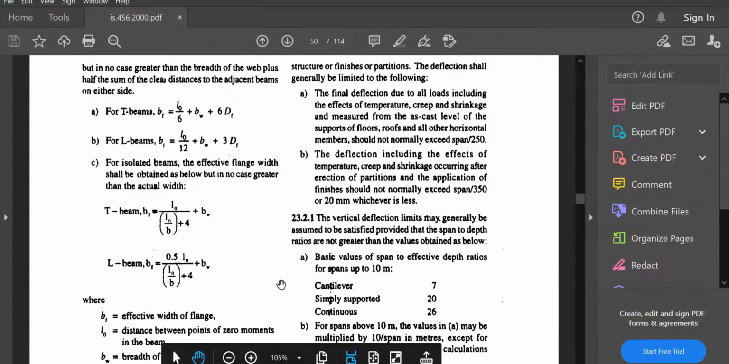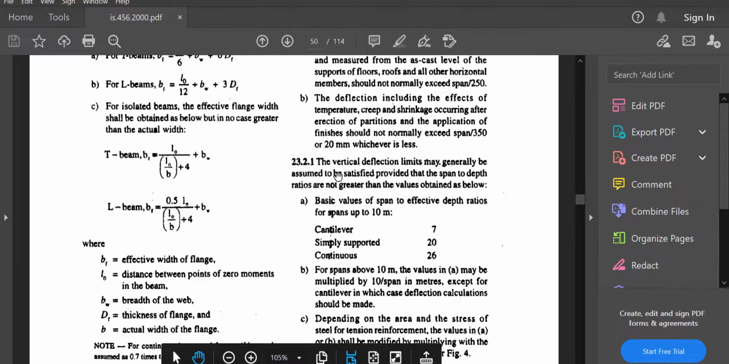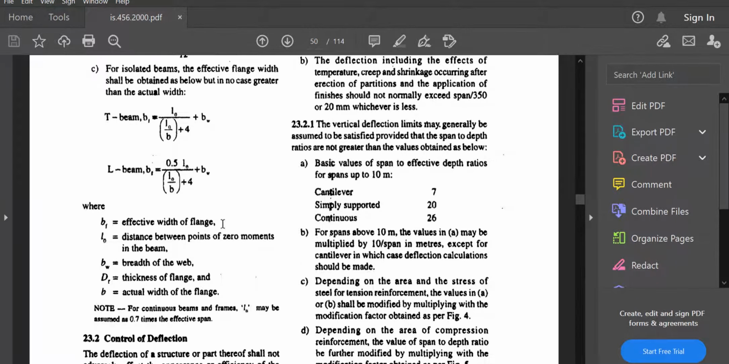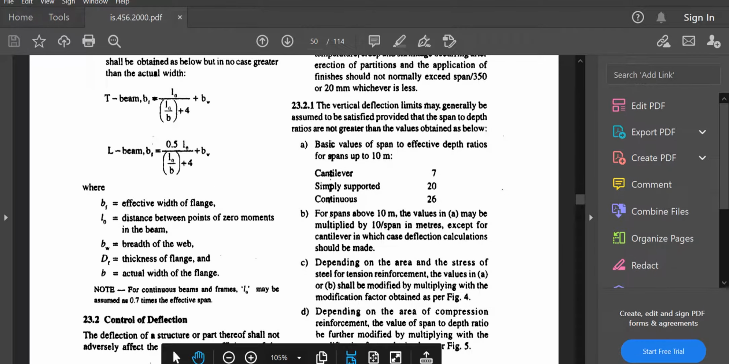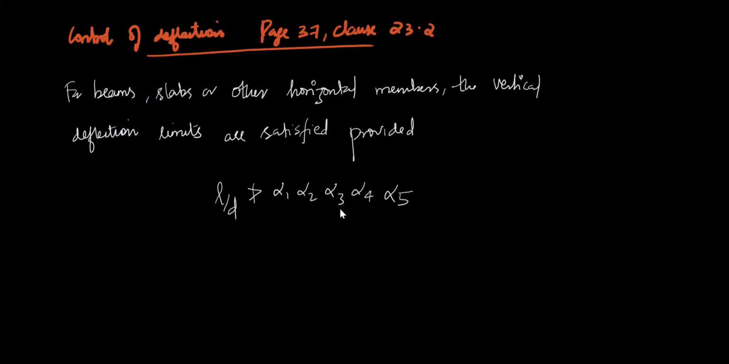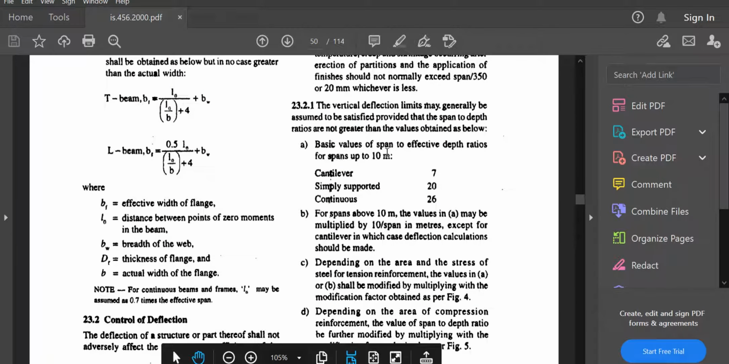Okay, you can see here 23.2.1, the vertical deflection limits may generally be assumed to be satisfied provided that the span to depth ratios are not greater than the values obtained as below. That is, this A, B, C, D and E represent the alpha 1, alpha 2, alpha 3, alpha 4 and alpha 5 values. So you can see here the basic values of span to depth ratios for a span up to 10 meter.